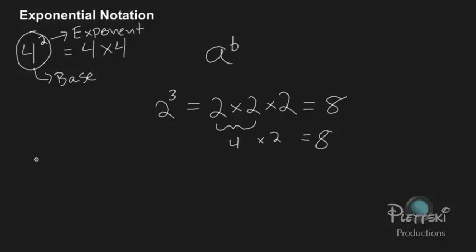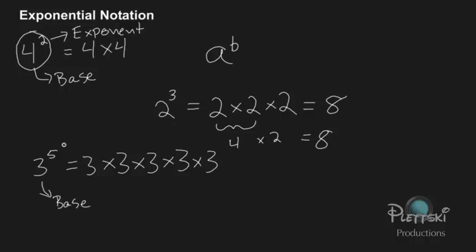Okay, what would 3 to the fifth be? Well, you would have 3 times 3, and you'll have 5 of these. So there's 4, and there's 5. So 3 times 3 times 3 times 3 times 3 is the same thing as 3 to the fifth power. And then if I asked you, what is the base of this? Well, the base would be the 3. That's the base. And then the exponent would be the 5. Okay, so you have the base and the exponent. And that's really all there is to it.